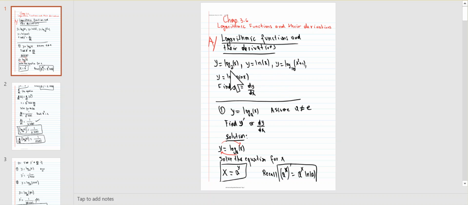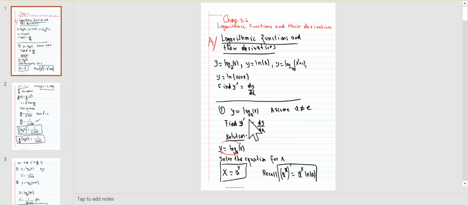So we're going to deal with functions like this. We have y equals log base 2 of x, y equals ln of x, y equals log base 10 of quantity x squared plus 1, y equals ln of sine of x. In all cases, what we want is to find the derivative of these functions. So these are logarithmic functions, and we want to know how to find their derivatives.